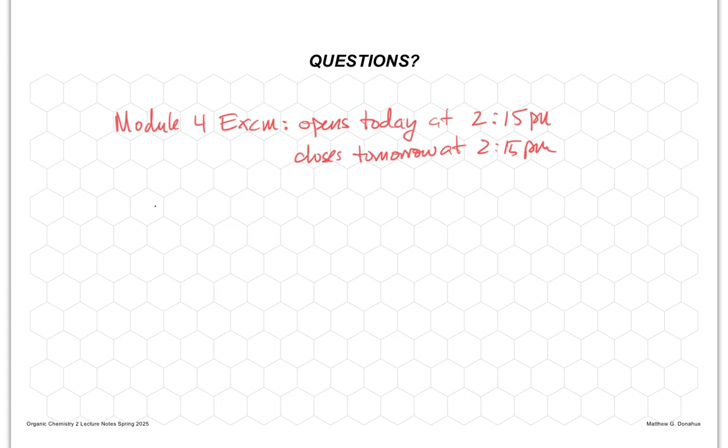Okay, so today we're going to finish up Module 4, which again is on chemistry of the alpha carbon. So we're removing an H, substituting it through the different reactions.